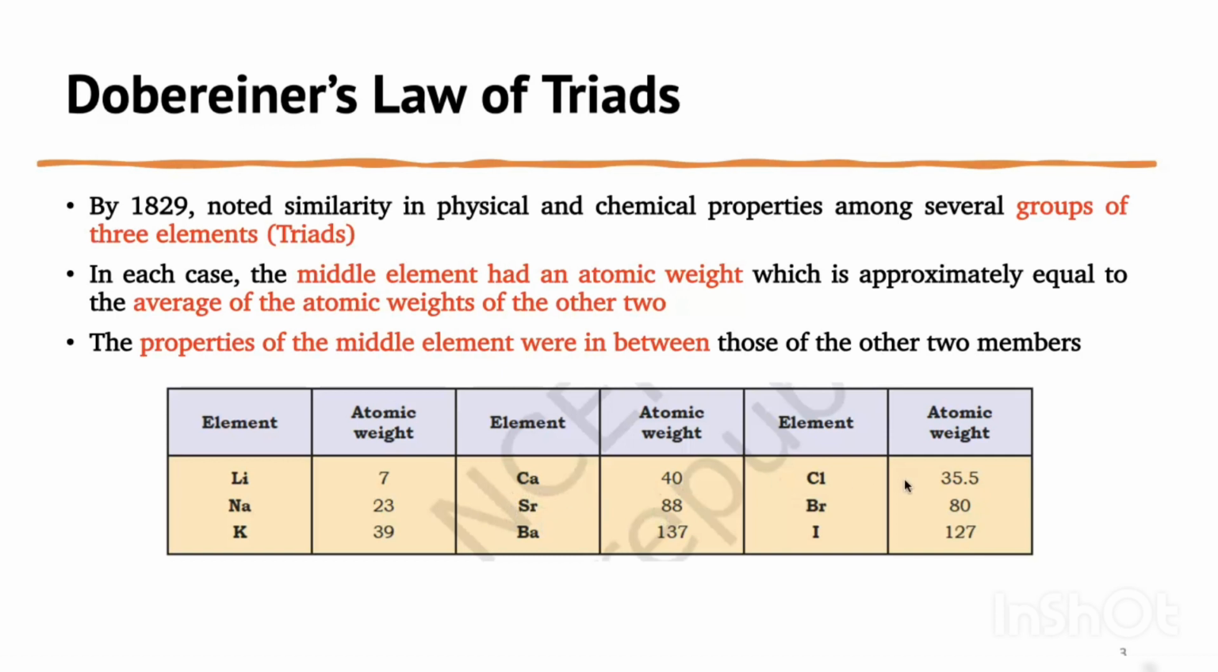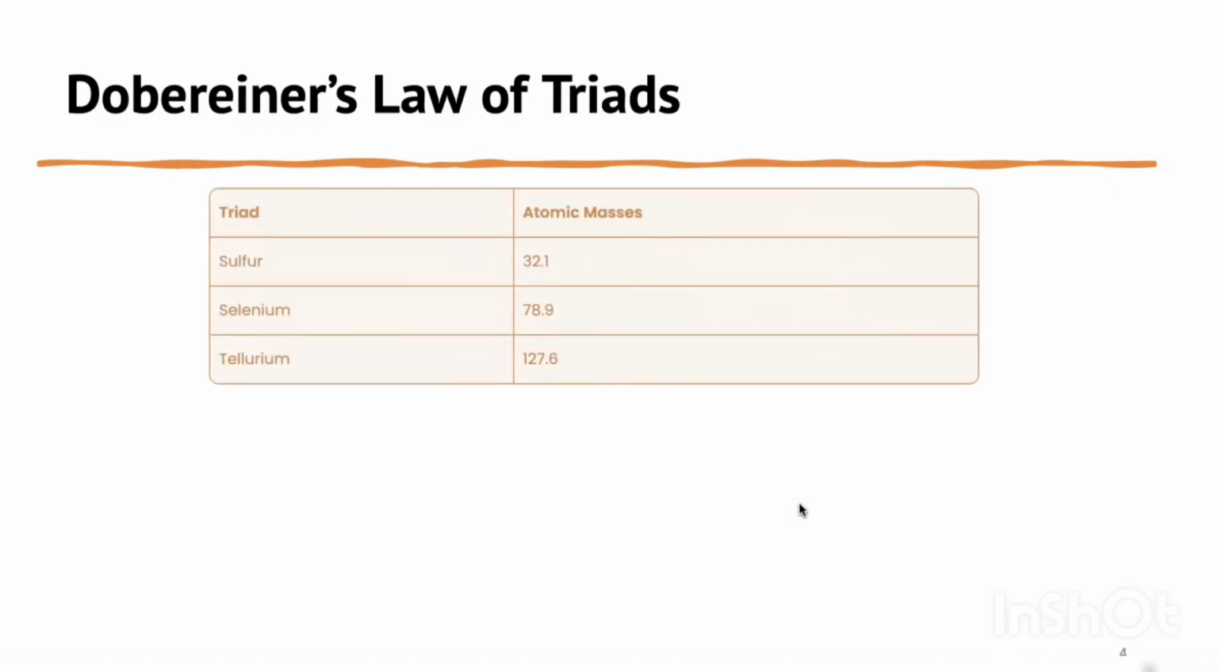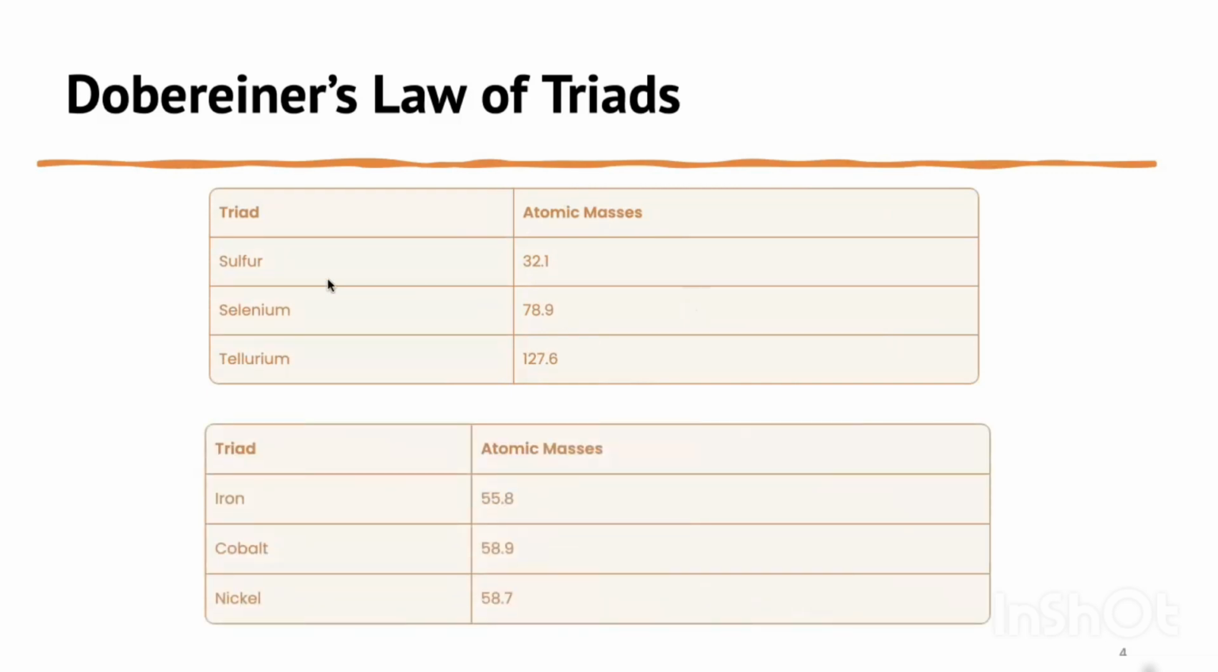the atomic weight of strontium. And if we consider chlorine, bromine and iodine, the atomic weight of chlorine is 35.5 and that of iodine is 127. So the sum of the atomic weights of chlorine and iodine is 162.5. If we take the average, 162.5 divided by 2, it comes to around 81.25, which is approximately equal to 80, the atomic weight of bromine. Now coming to other triads derived by Dobereiner: sulfur, selenium and tellurium, and iron, cobalt, nickel.